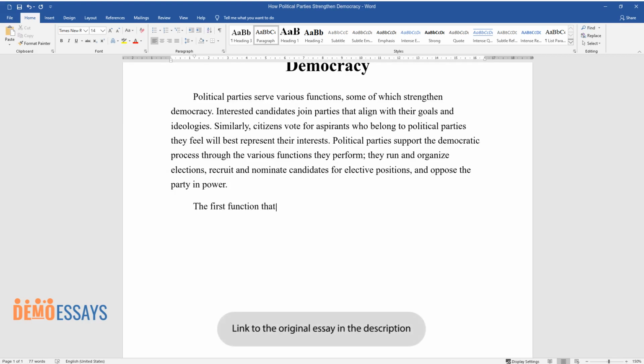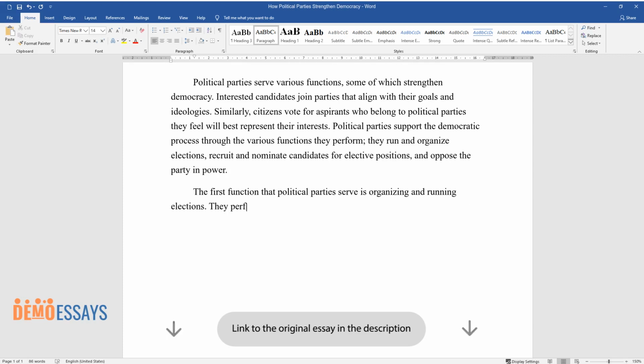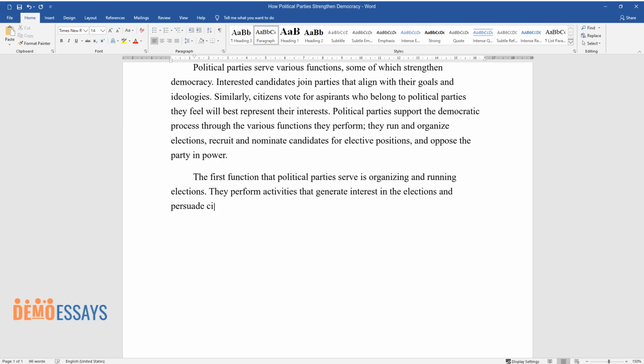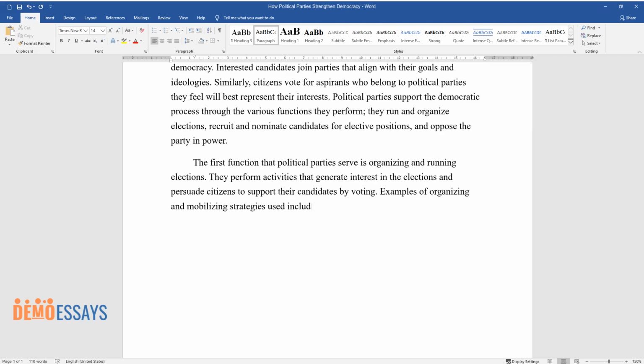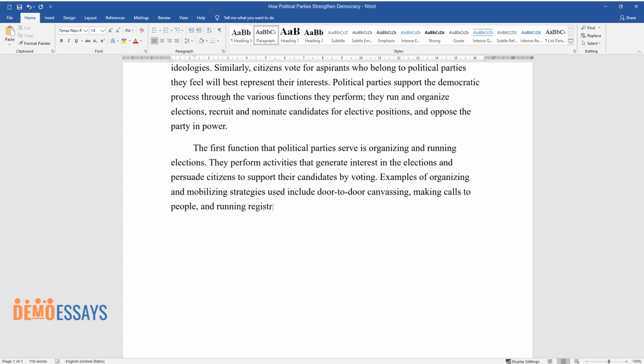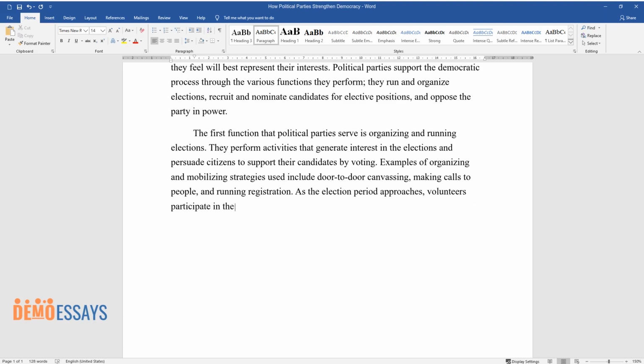The first function that political parties serve is organizing and running elections. They perform activities that generate interest in the elections and persuade citizens to support their candidates by voting. Examples of organizing and mobilizing strategies used include door-to-door canvassing, making calls to people, and running registration. As the election period approaches, volunteers participate in these activities to boost voter turnout.